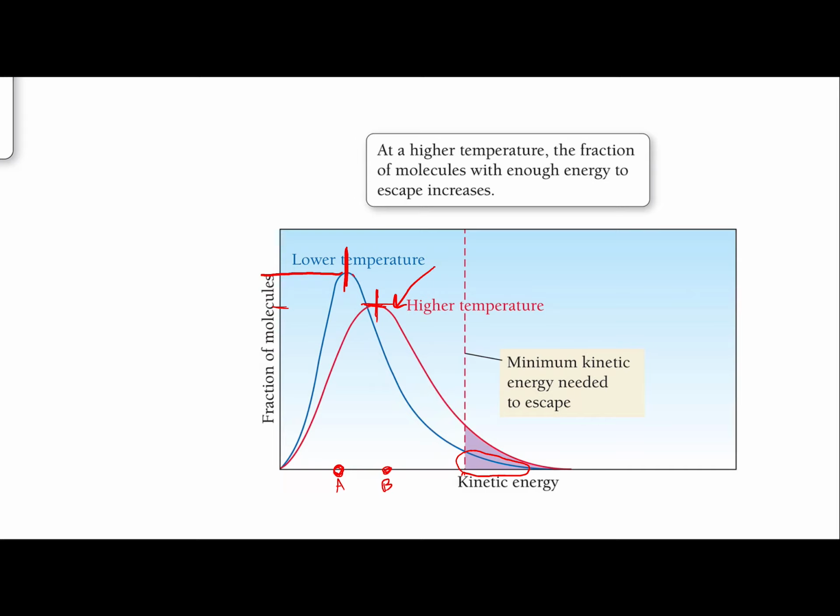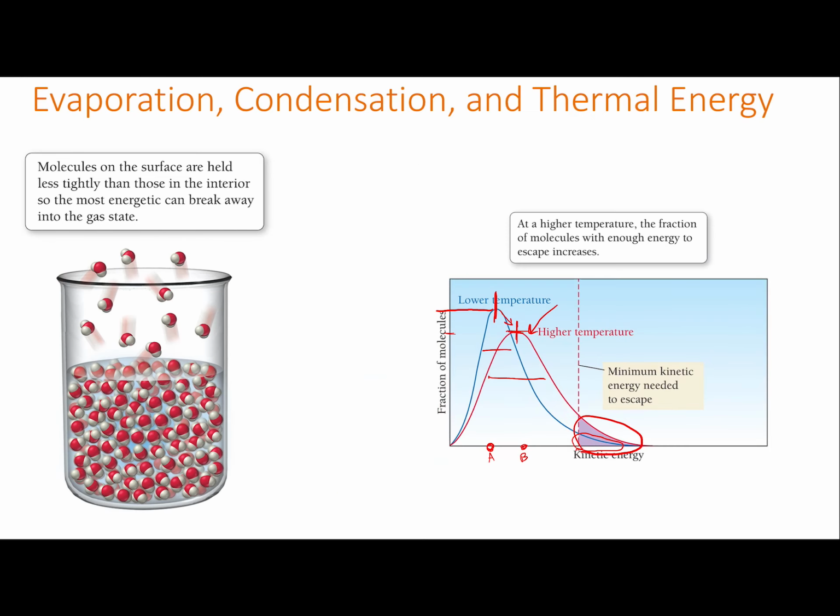And so the fraction has gone down, but it's still the same number of molecules. We'll see that the graph also got wider, and the portion of the molecules that had enough energy to escape has also gotten bigger. You guys know this. The hotter something is, the easier it's going to evaporate. So these are the two things so far: surface area and temperature. Now, in addition to temperature, we're going to talk about intermolecular forces.